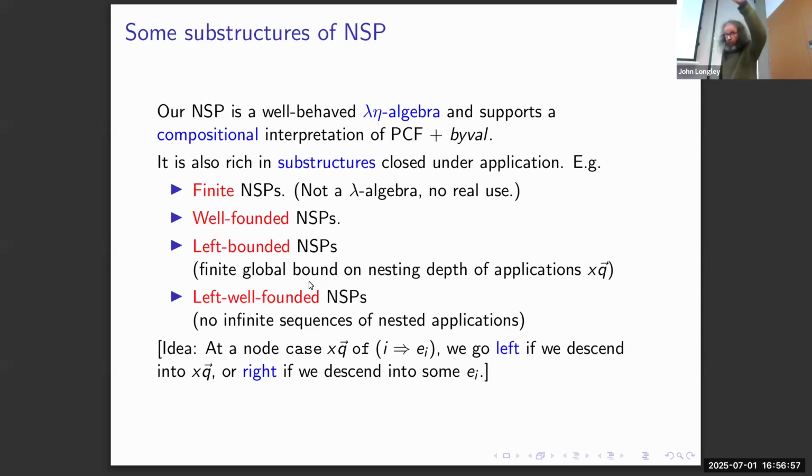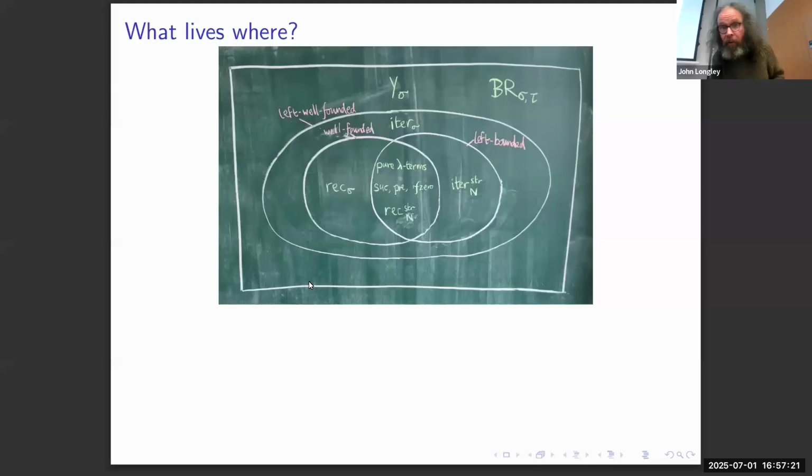And then we have left well-founded NSPs. These are ones where there is no infinite path that contains infinitely many of these applications. So you can have unboundedly deep nesting, but no actual infinite nesting. Now, you ought to be wondering by this stage, how does this classification relate to all the examples we've seen so far?